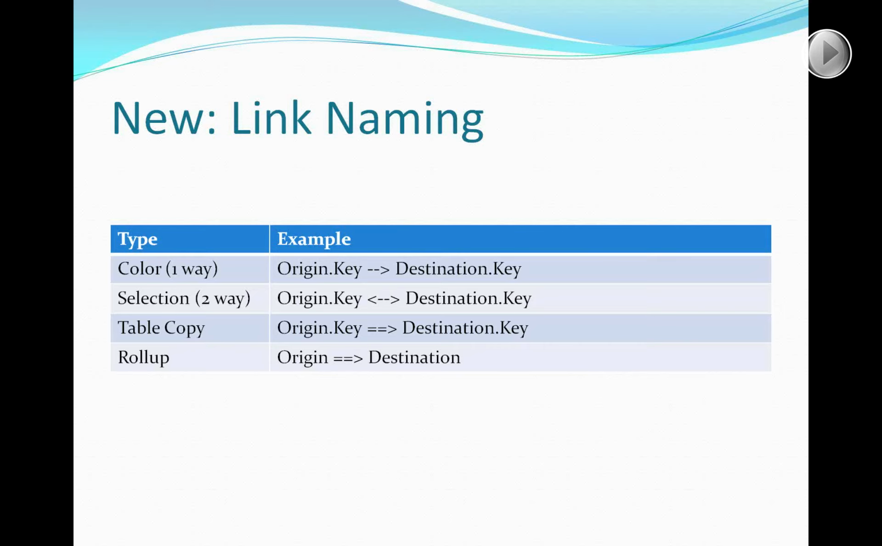So basically, we're just using arrows to visually show what's going on with this link. Single arrow for a single, one-way link, a double arrow for two-way links, and in the case of table copies and roll-ups, an arrow and double equal signs to kind of convey that fields are being moved from one table to the next.